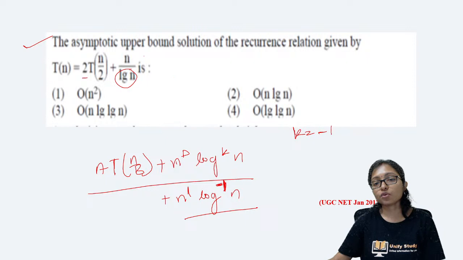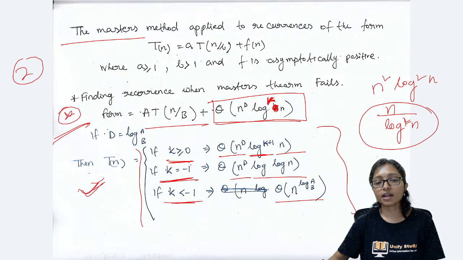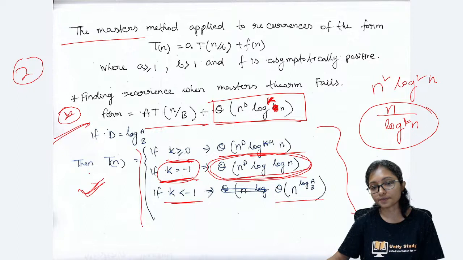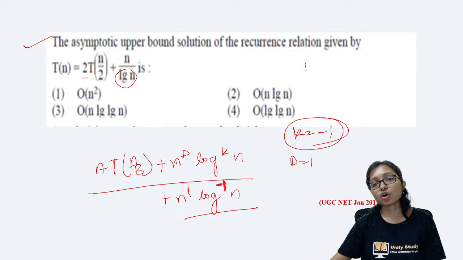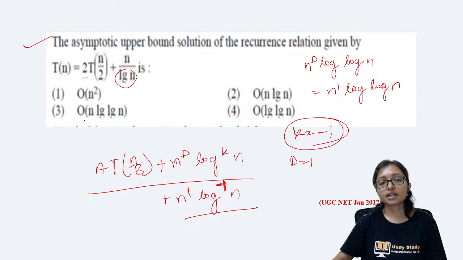When the k value is minus 1, what rule should we apply? We can apply n to the power d log log n. What is the value of d? The d value is 1. So n to the power d log log n means n to the power 1 log log n. So your answer is n log log n. That's why your answer is this one.